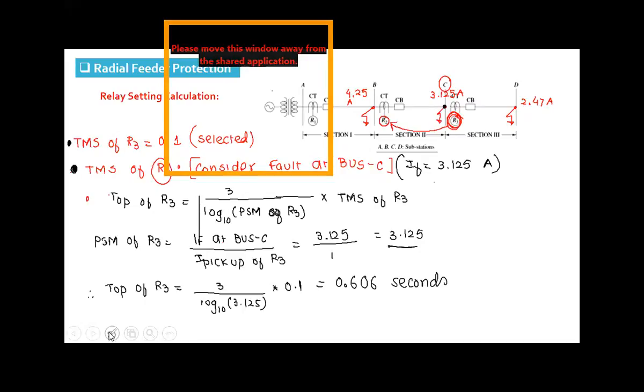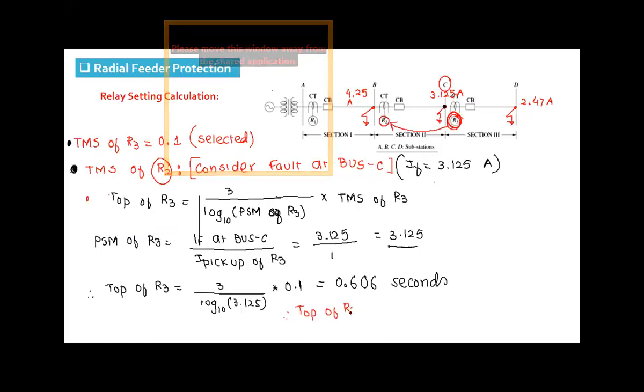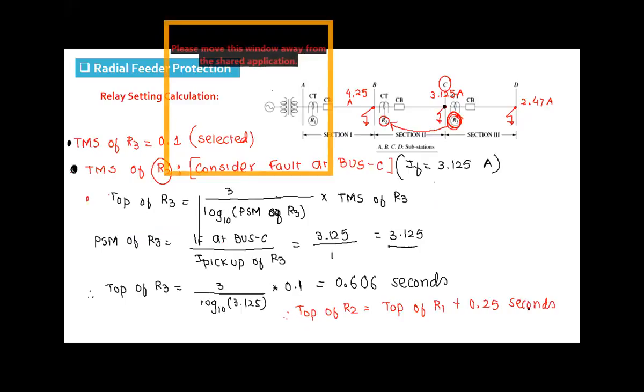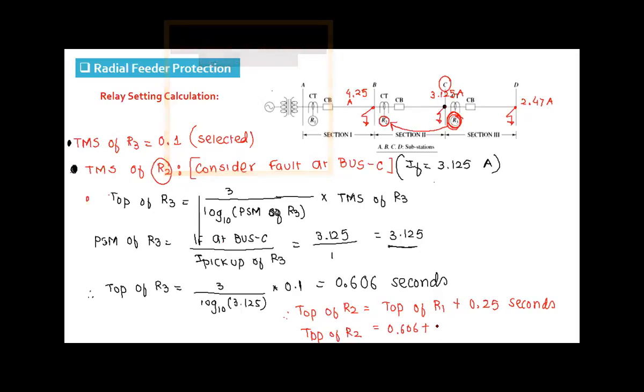Okay. Now, therefore, TOP of R2, ये फॉल्ट के लिए R2 कब ऑपरेट होना चाहिए? That is TOP of R1 plus 0.25 second. So how much?